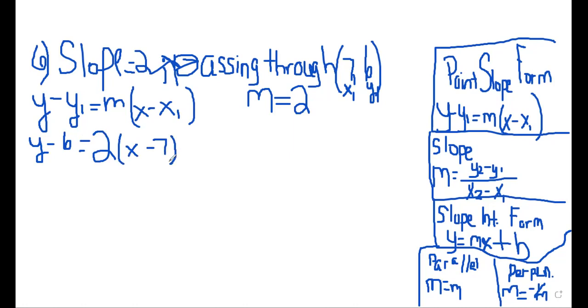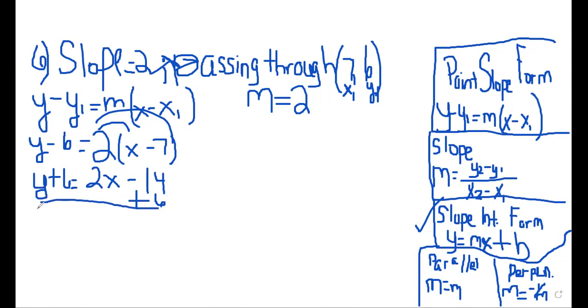Thereafter, I'm simply solving. My goal, as they told us, is to put it in slope-intercept form. So first things first, let's distribute the 2 to x and to 7. For 2x, and 2 times 7 will give me 14. Then I have y minus 6, so I'm going to add 6 to both sides. And so I have y equals 2x minus 8. Final answer.